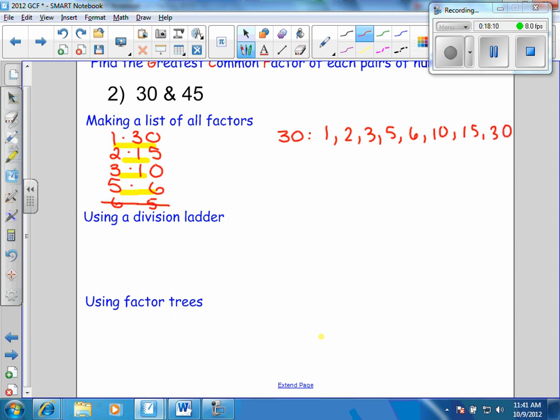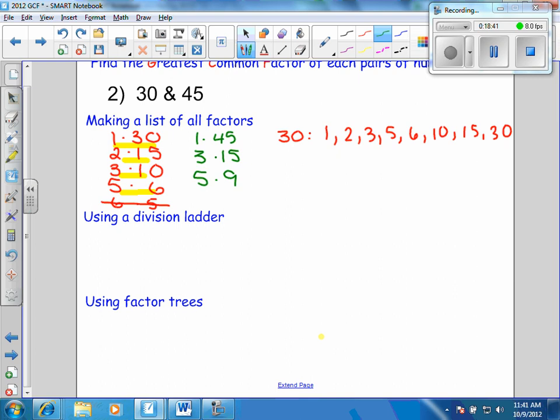Okay, so Ethan, can you do a list of factors for 45, 1 and 45? Is it even? No. So 2 doesn't go into it. How about 3? Yes. It does. Does anybody know how many times? 15. Good job, that's 15. Does 4 go into 45? No. How about 5? Yes. It goes into it. 5 times 9.